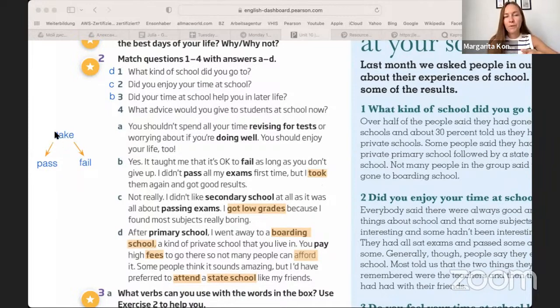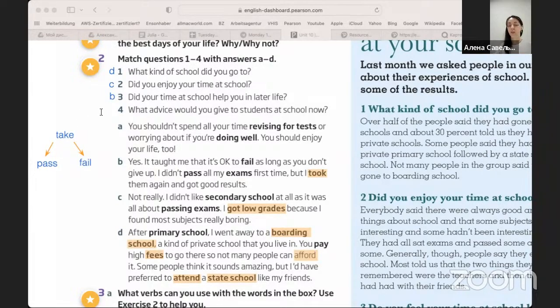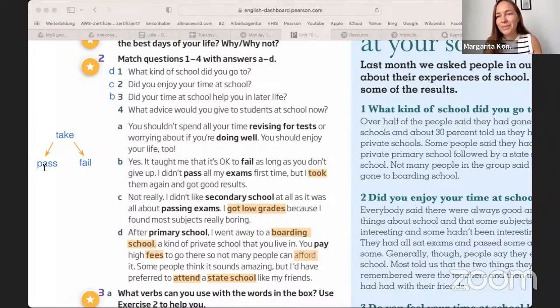And number 4. Пересдача по-русски, да? То есть он пересдал. Да, ну вообще take exam это вот сдавать экзамен в смысле сдавать его и проходить вот это тестирование. А pass это сдать в смысле получить хорошую оценку. Okay, good.